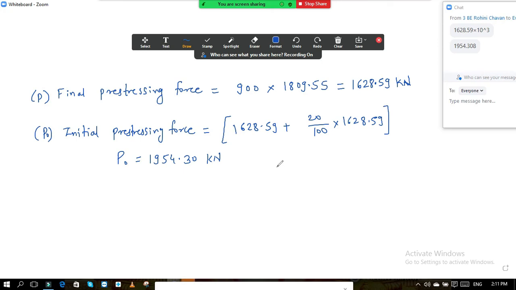So what was the area of concrete? 235 into 10 raised to 3. Okay, now convert this area, which is in mm square, into meter square. Now we want UDL.